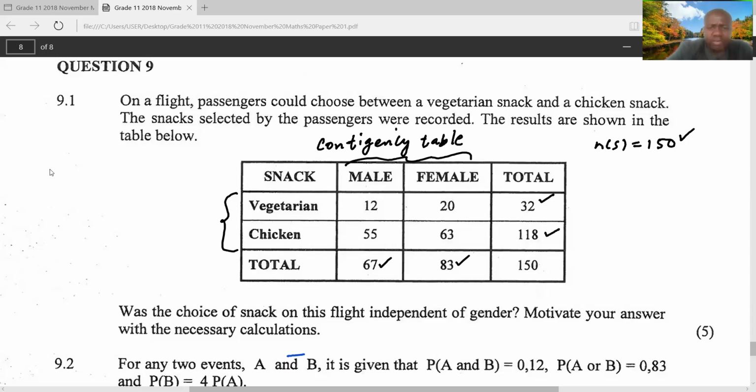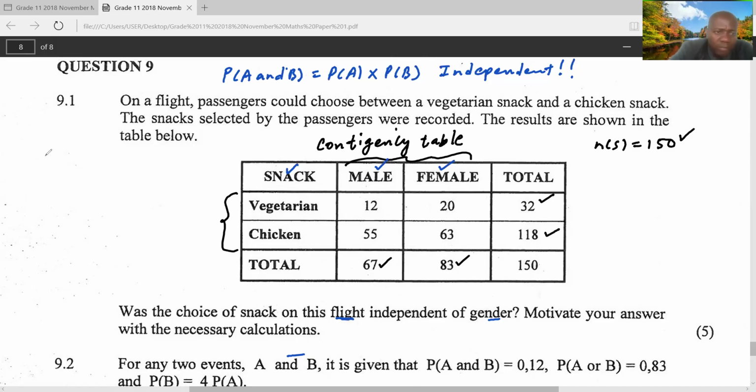The only way we can prove independence is, remember, if the probability of A and B is equal to the probability of A times the probability of B. If these two are equal, then we know they are independent. So this is what we want to check. The question asks whether the choice of snack on this flight is independent of gender, so we need to compare male and snacks, and female and snacks.